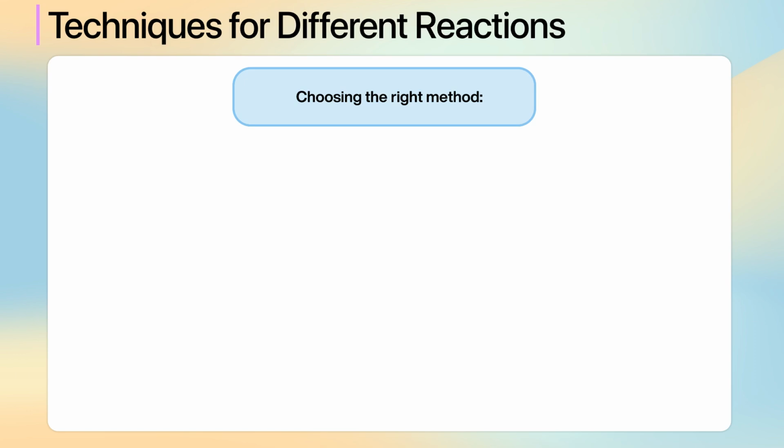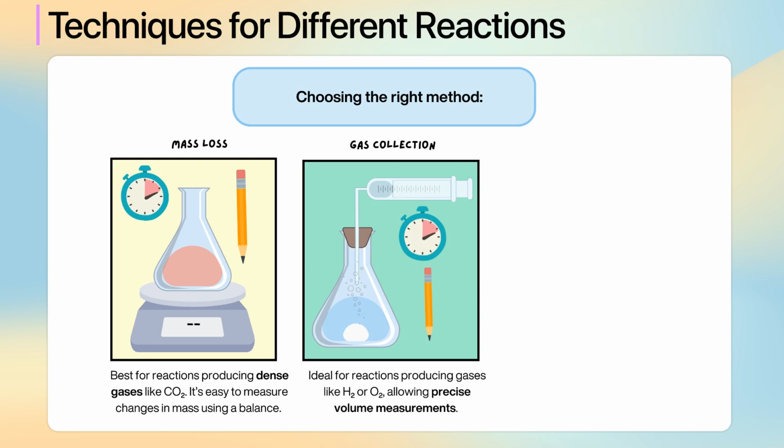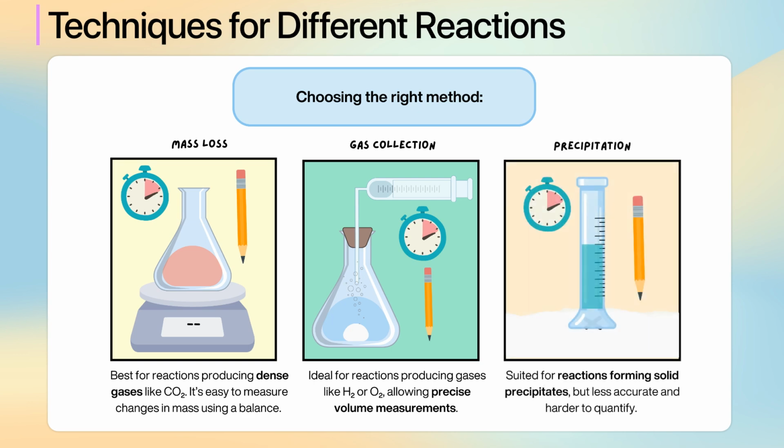Each method has strengths and weaknesses, and your choice depends on the type of reaction and products formed. To summarize, mass loss is best for reactions producing dense gases like CO2. It's easy to measure changes in mass using a balance. In comparison, gas collection is ideal for reactions producing gases like H2 or O2, allowing precise volume measurements. Finally, precipitation is suited for reactions forming solid precipitates, but less accurate and harder to quantify.